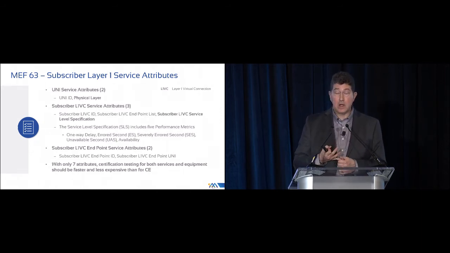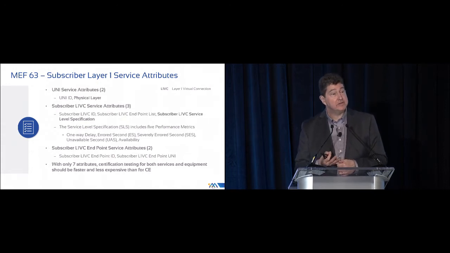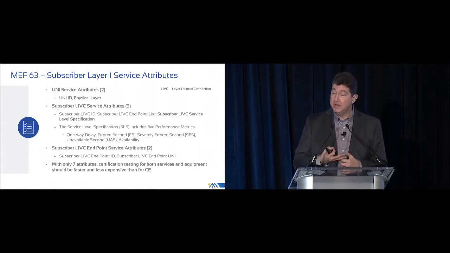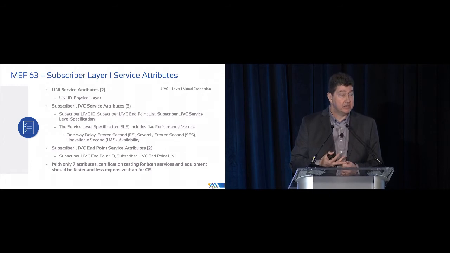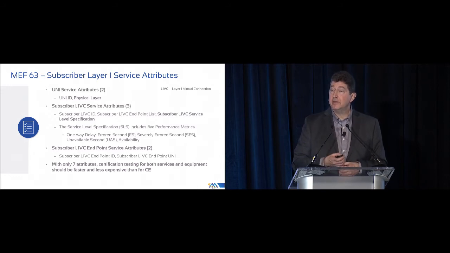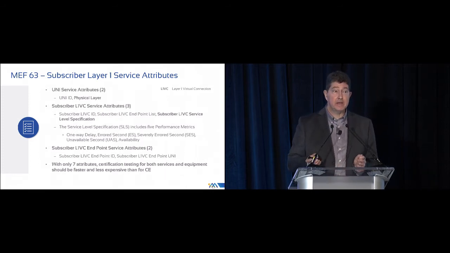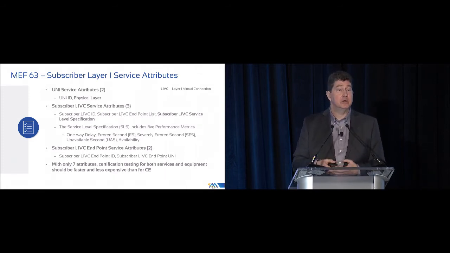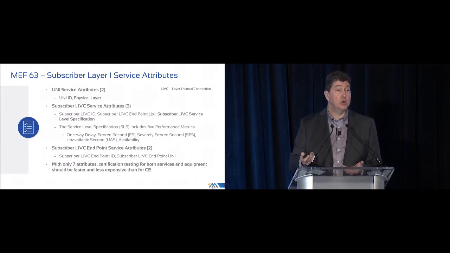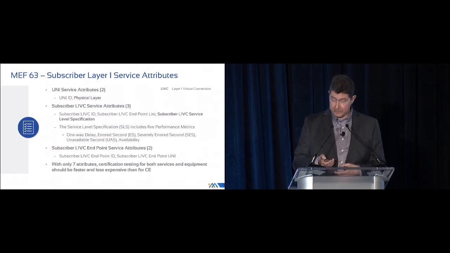The 5 there are one-way delay, and then the other ones are all derived from bit errors. So you have errored seconds, severely errored seconds, unavailable seconds, and then availability. They should be familiar to anybody with an OTN or layer 1 in general transport background. With only 7 attributes, it should be quicker to do compliance testing for both services and equipment than, say, for carrier Ethernet, which has well over 30 service attributes.